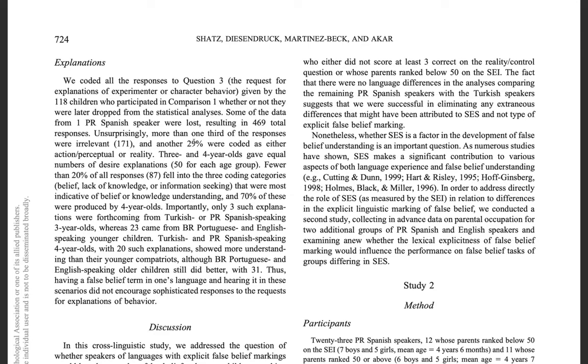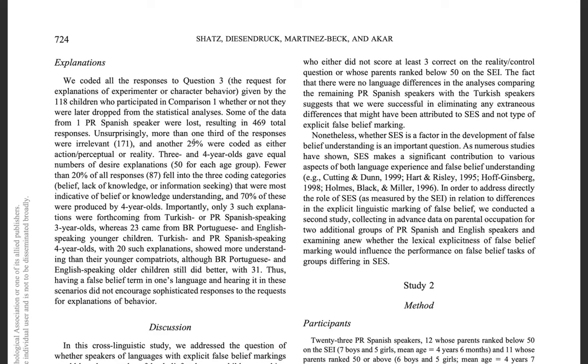Explanations. Let's hear them explain themselves. We coded all the responses to question 3, the request for explanations of experimenter or character behavior given by the 118 children who participated in comparison 1, whether or not they were later dropped from the statistical analyses. Some of the data from one Puerto Rican Spanish speaker were lost, resulting in 469 total responses. Unsurprisingly, more than 1/3 of the responses were irrelevant. Kids be kids. And another 29% were coded as either action, perception, or reality.